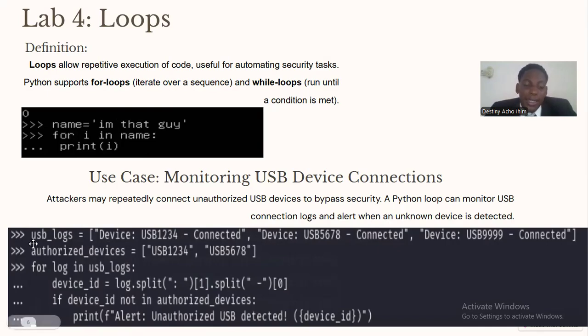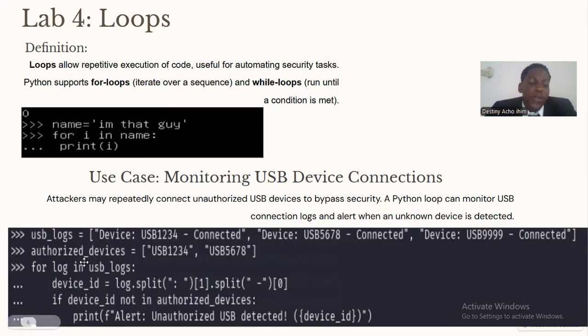So this is the syntax for it. Keep in mind again, this is just a scenario. Imagine there is a list of devices that are connected, and obviously device USB 1, 2, 3, 4. These are just examples of devices that will be connected. And then there will also be a list of authorized devices.